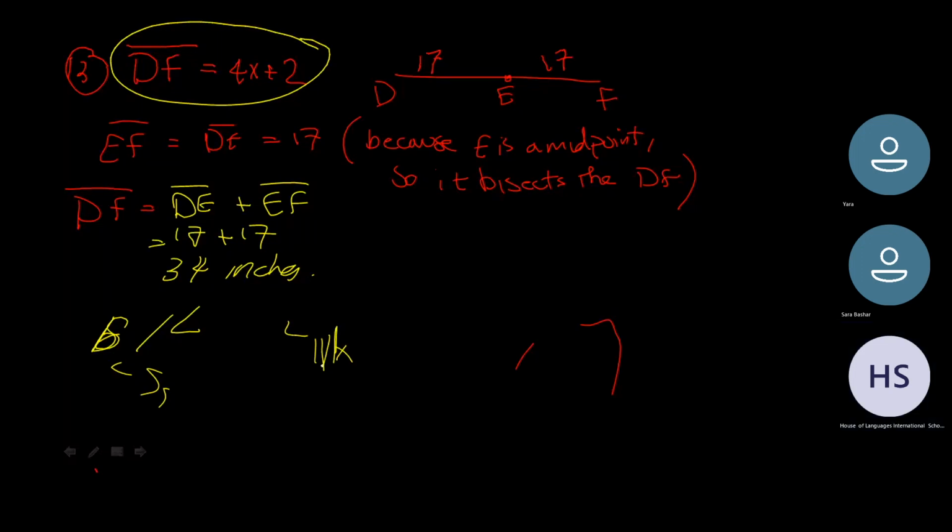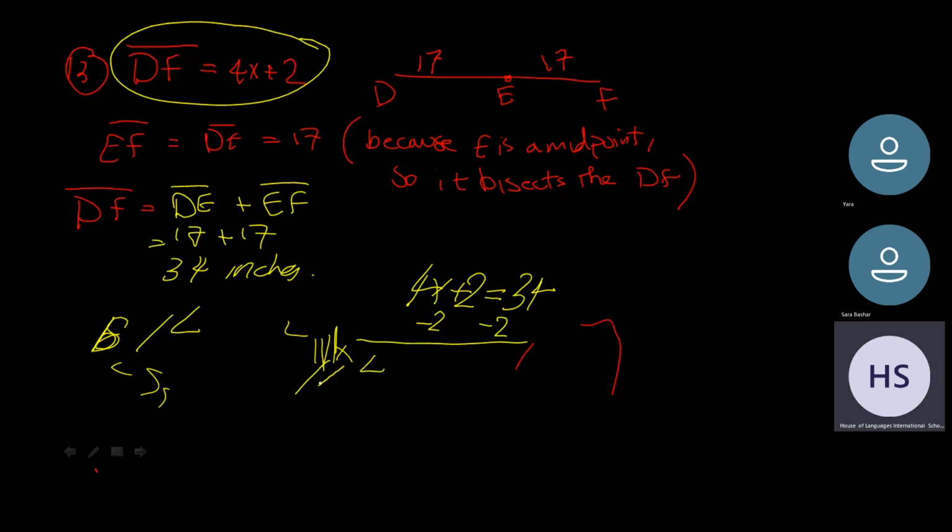You now solve it in your copybook in order to find x. 4x plus 2 is equal to 34, minus 2, minus 2. Solve it and give me the answer. Now, 4x will be what? What is the value of x? 4x is 32. Then 32 plus 2 equals 34. So x will be.